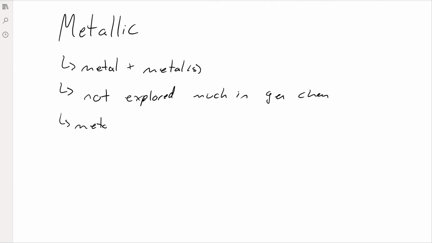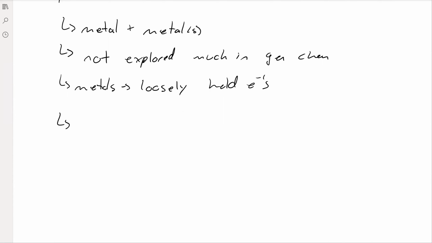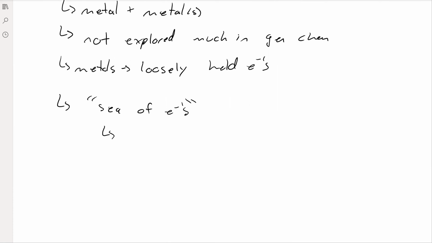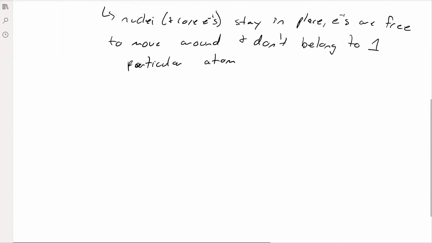And remember that we said metals, they loosely hold their electrons. Right? These electrons are pretty free to be removed and move about. And so when you have a bunch of metal nuclei about it, we describe it as a sea of electrons. And so what that means is that the nuclei and our core electrons stay in place. And then our valence electrons are free to move around and don't necessarily belong to one nuclei, right, one particular atom.